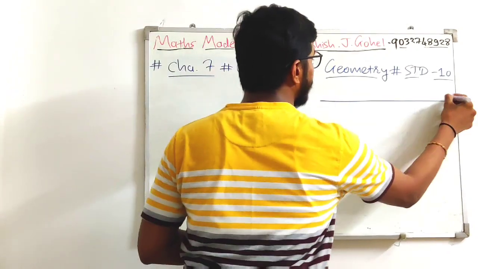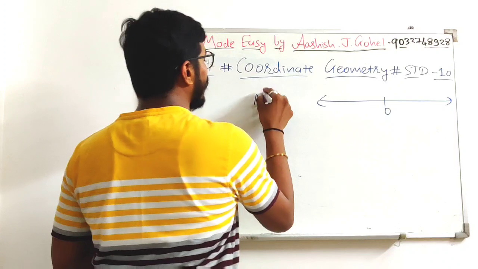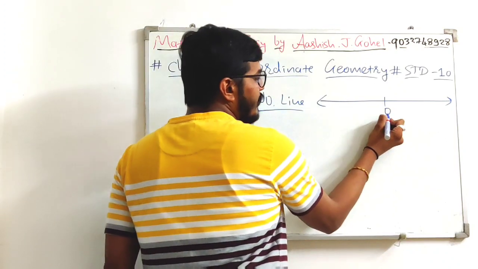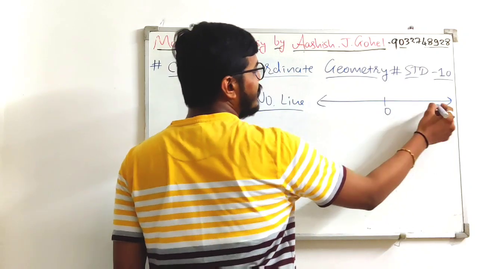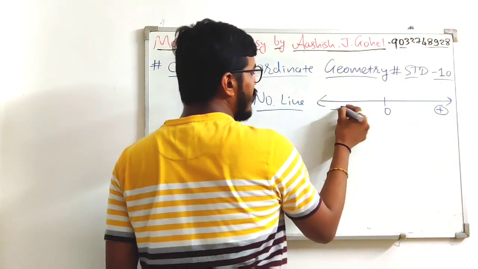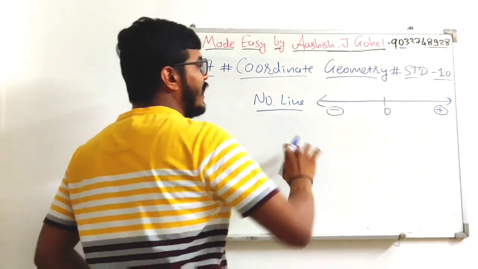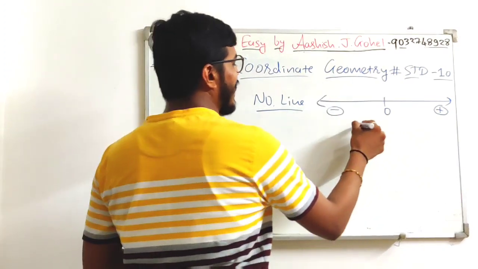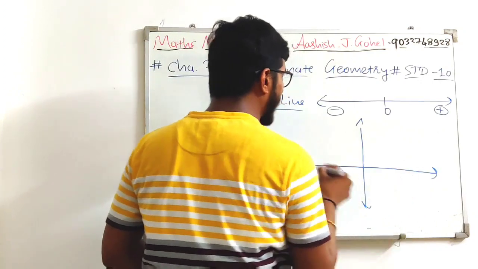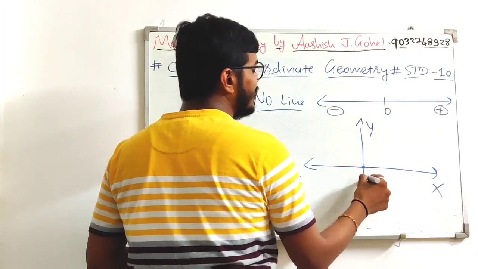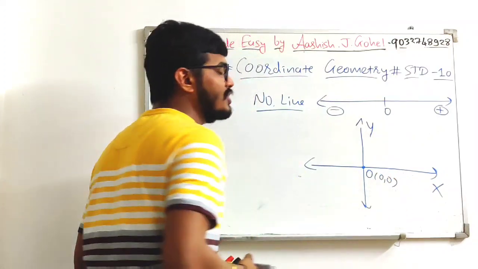So if a one dimensional thing is there, then we need to talk about the number line. Okay. In the number line what do we do? In the middle we will put 0. After that on the right hand side we will put positive numbers. On the left hand side we will put negative numbers. Okay. Now if I join two such number lines which intersect each other, then the intersection point will become the origin. We can name this as (0, 0).